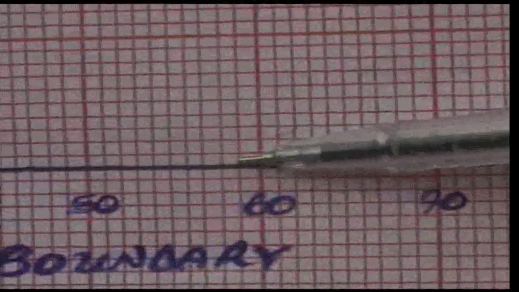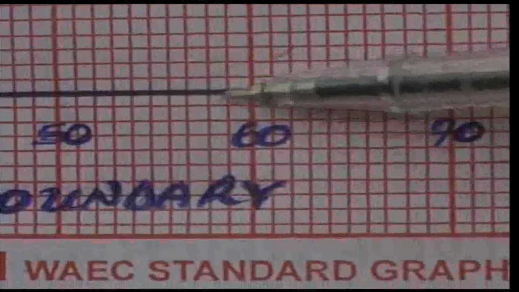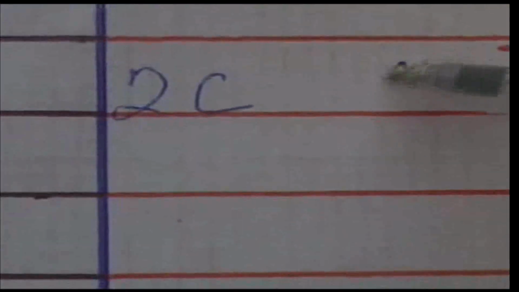Trace it down. So you can see here we have, so put a point here, mark that place. Read the value you have there. So this is 50, 51, 52, 53, 54, 55, 56, 57, 58, 59. So write it down. Remember you're answering question 2C. We had 59.